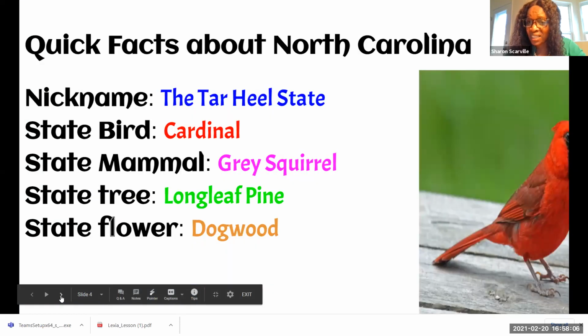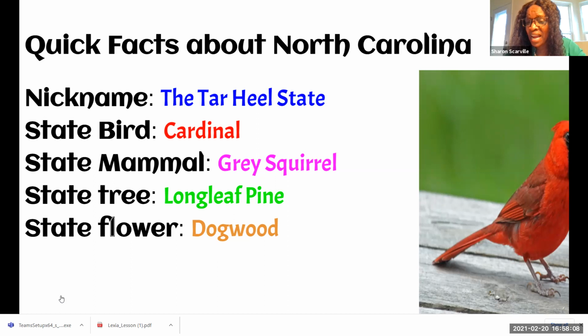Some quick facts about North Carolina that you should know. You should know that the nickname of North Carolina is the Tar Heel State. The state bird is the cardinal. The state mammal is the gray squirrel. The state tree is the longleaf pine, and the state flower is the dogwood.